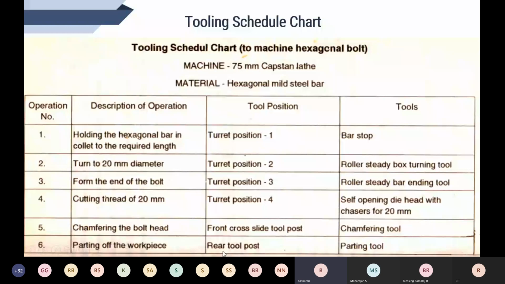So the tooling schedule chart. For every operation, we have to prepare a tooling schedule chart. In the industry, they follow this in a very common manner. I think this is the last.